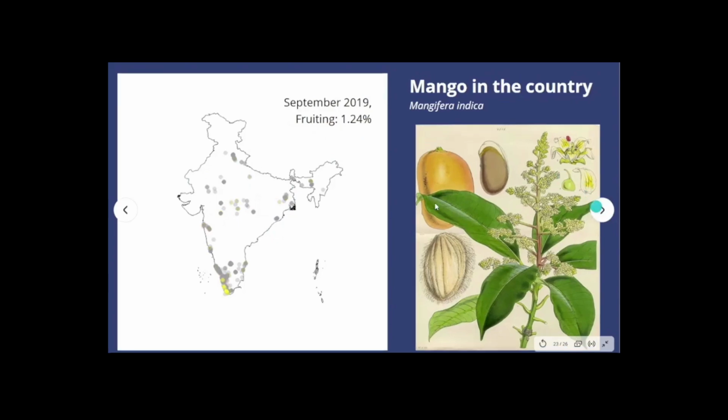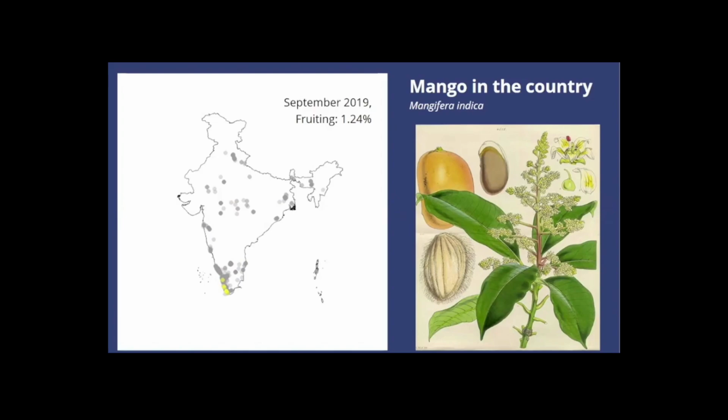A few months later, in September, the fruiting is mostly again over, and hardly any trees are fruiting, and those that are, they are restricted to Kerala again. So the fruiting event is over. So with these two examples, we can see how the phenology of mango changes in a year, how the fruiting, flowering, leafing patterns change in a year through time. But we also were able to see how the patterns change from one place to another.